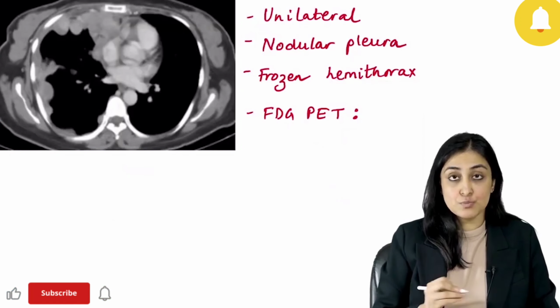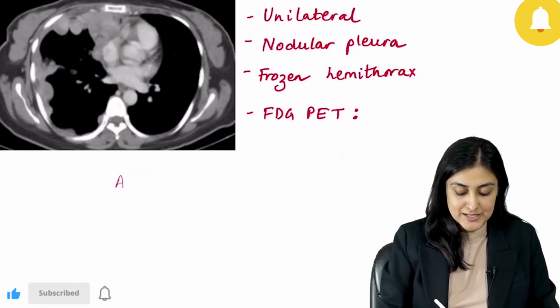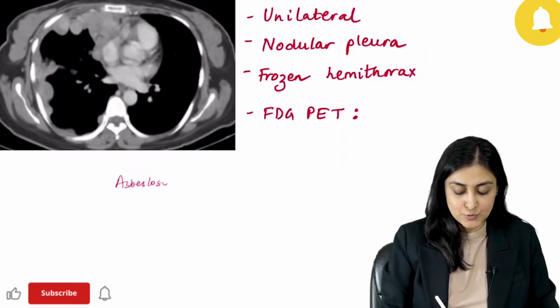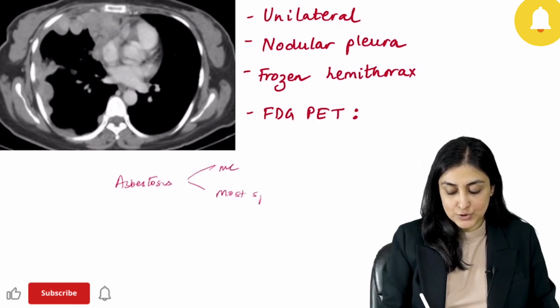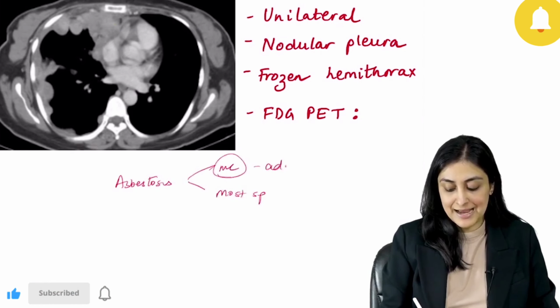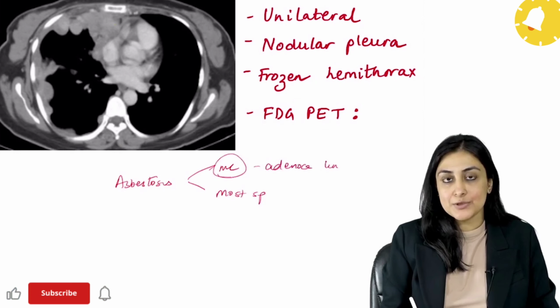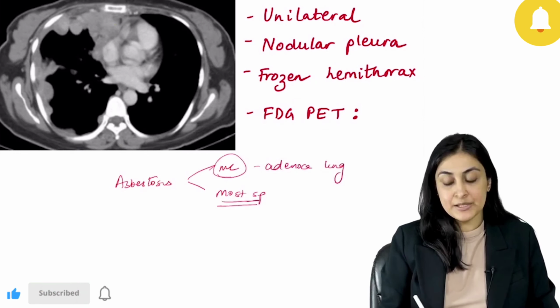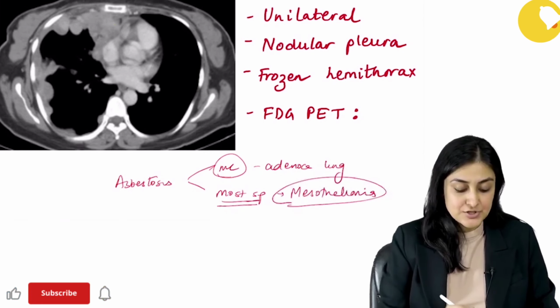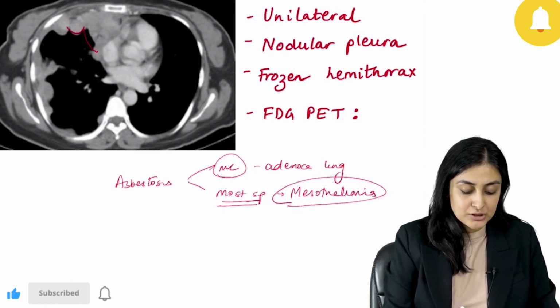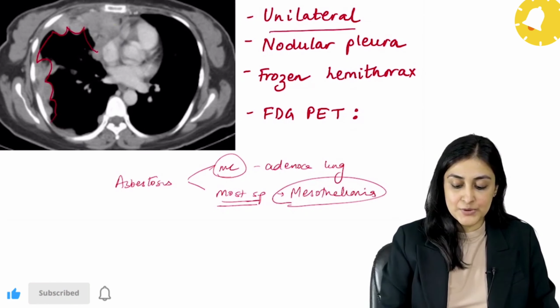One malignancy which is most specific. So when I ask you asbestosis related malignancy, you will ask me, are you asking most common or most specific? So when I tell you most common, remember it's going to be adenocarcinoma of the lung. But when we talk about most specific, it is going to be mesothelioma. Alright, so how is mesothelioma going to appear? It's going to appear as this nodular pleural thickening. Do you see this nodular pleural thickening? This is how it will appear.